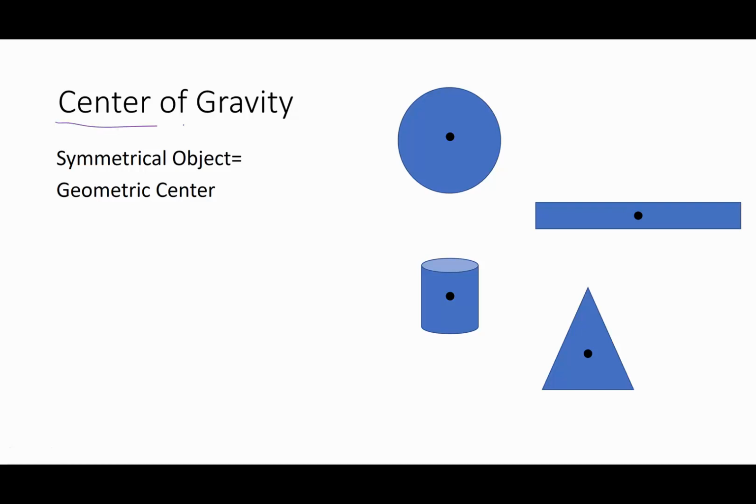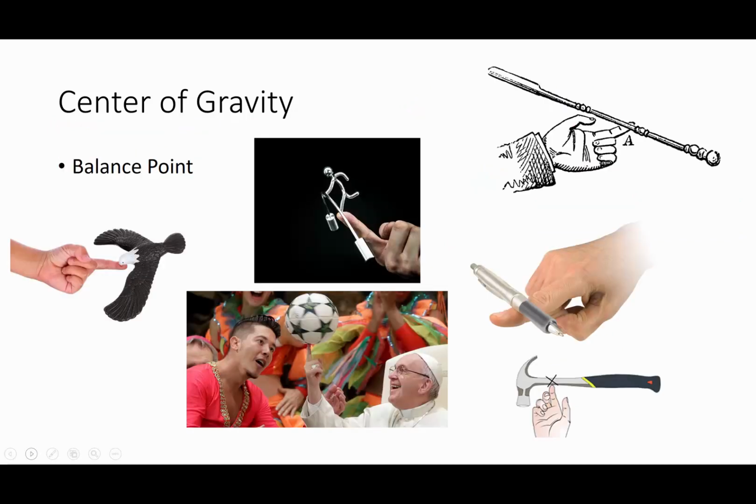What is the center of gravity of an object? Well, if an object is geometrically symmetrical, it's going to be the geometric center. So if you have a ball or a sphere, it's going to be the exact center. If you have a flat disk, it's going to be the exact center. If you have a long rod, it's going to be the geometric center. Everything from cylinders to triangles to any shape, if it is a nice symmetrical shape, not kind of weird and crazy, the geometric center is going to be the CG.